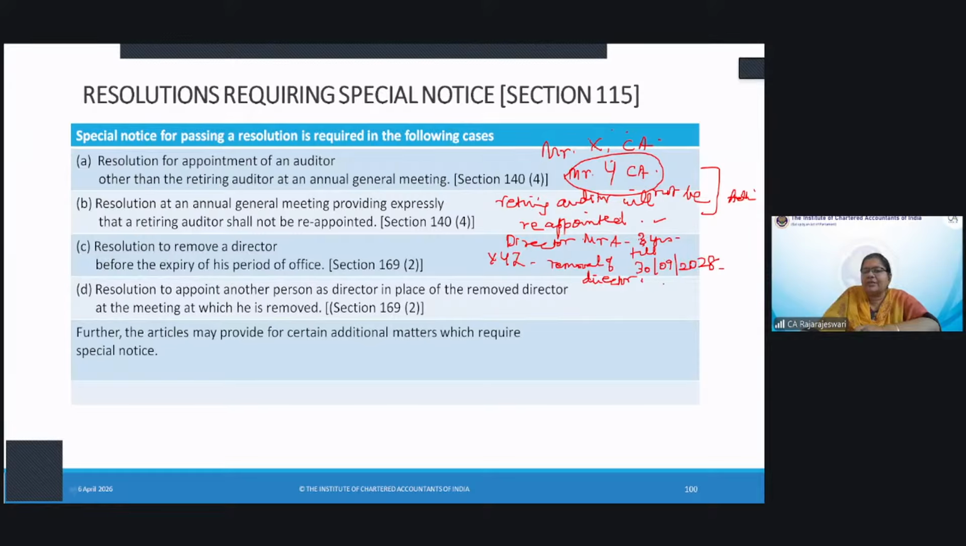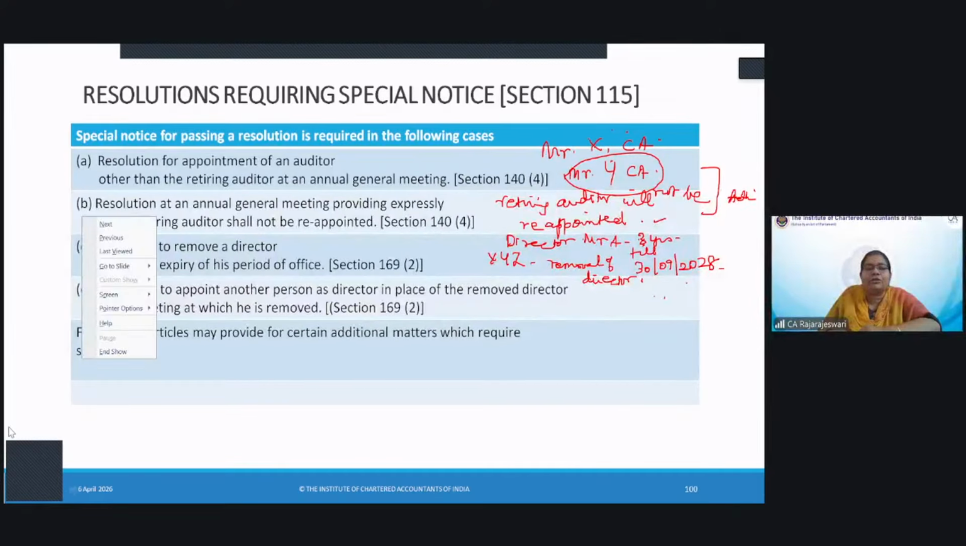This holds good even for an MNC. A person might be a director in both the holding company and the subsidiary company. So in the holding company, he would have ceased to be a director. Then automatically you remove him from the subsidiary company also. So there you call it a removal of director. Before the period of office, you remove him from the directorship.